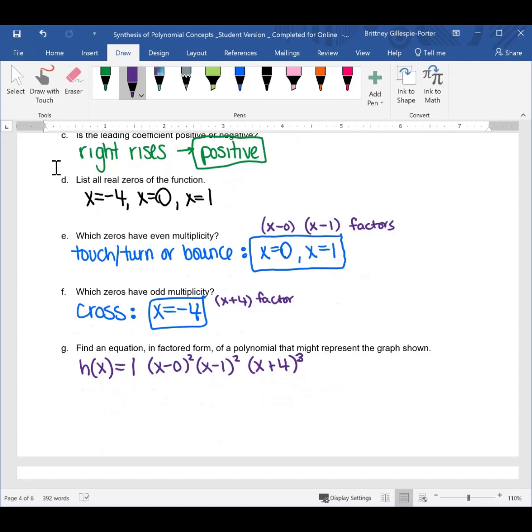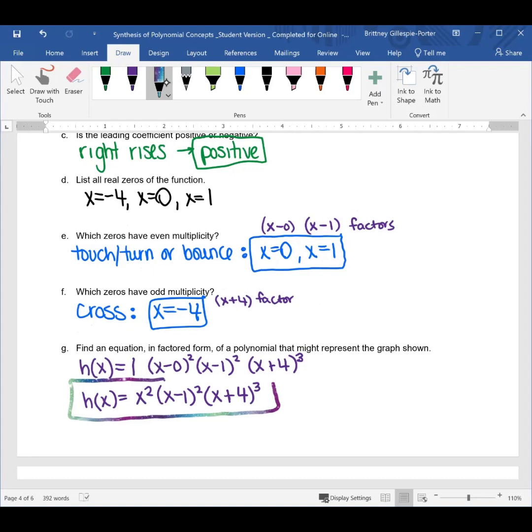And let's go ahead and make this look a little bit nicer. I'm not going to write the 1, and x minus 0 is x. So I have h of x is equal to x squared times x minus 1 squared times x plus 4 cubed. And keep in mind that you can have the parentheses in a different order, but keep that x squared out front to make it look nice and simplified.